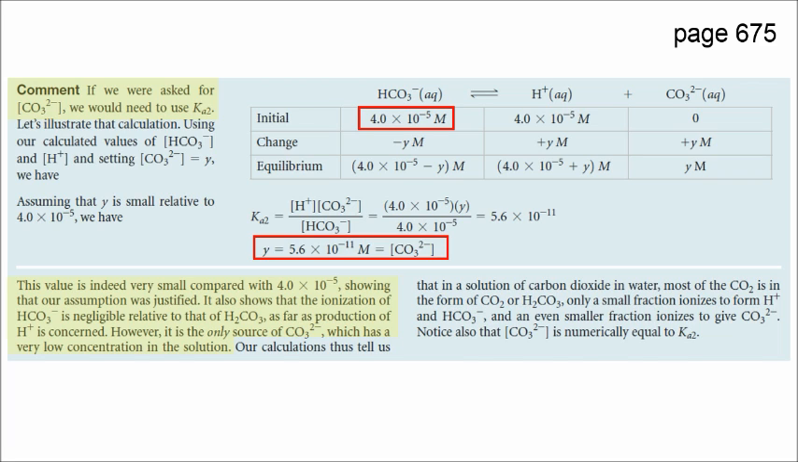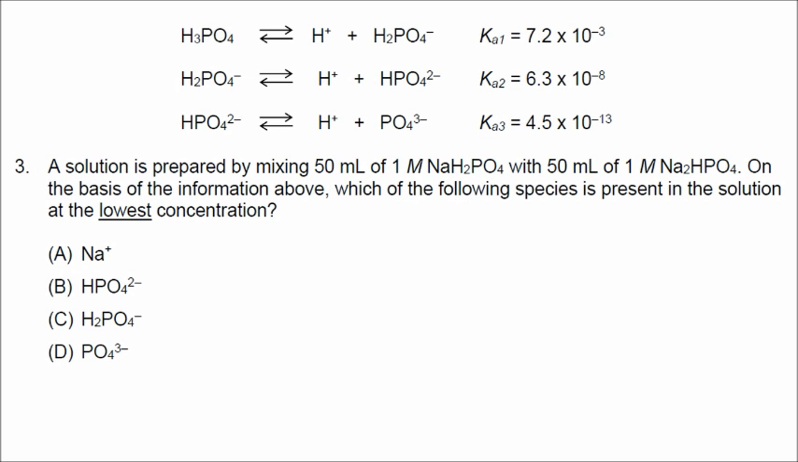So why do I mention this example? Because if you look at the smallest value of K, in this case 4.5 times 10 to the negative 13, that means that the product PO4 3- must be present at the lowest concentration, since that particular K is extremely small.